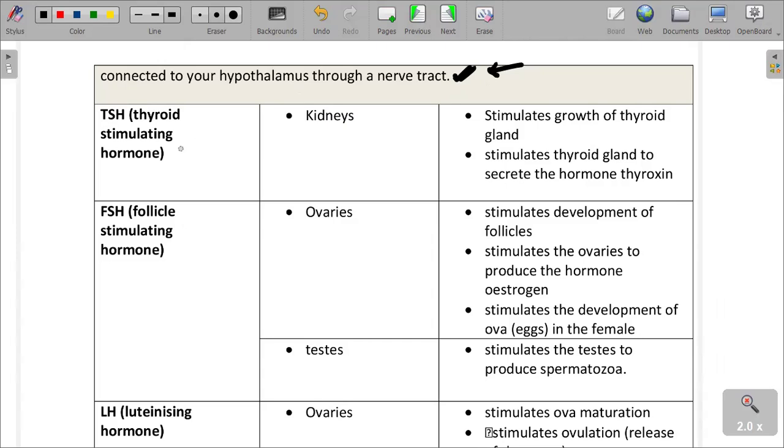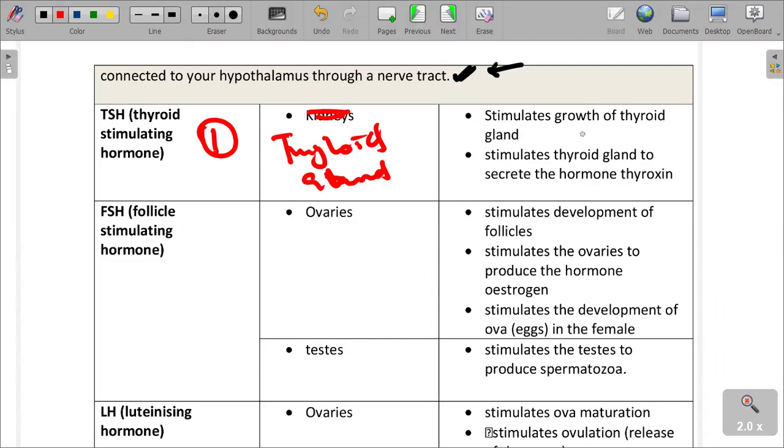Having said that, we want to identify the different hormones that are produced by the pituitary gland. One, we have the thyroid stimulating hormone, which targets the thyroid gland.